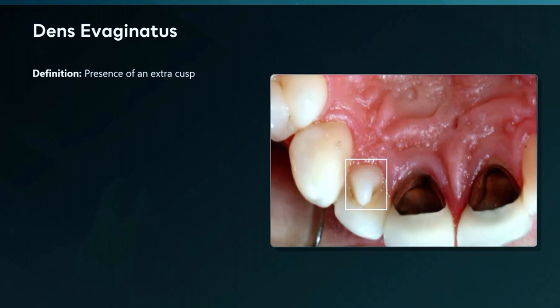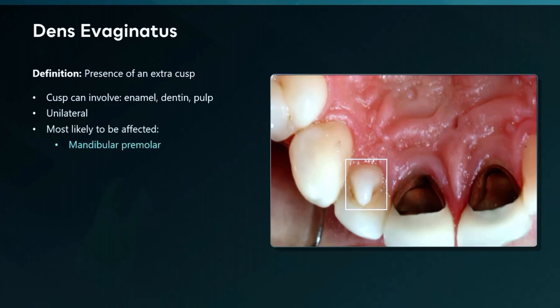So dens evaginatus can be defined as the presence of an extra cusp on a tooth. This cusp can not only involve enamel, but also dentin and pulp, making it a comprehensive anomaly. Interestingly, dens evaginatus tends to be unilateral, only affecting one side of the dental arch. The mandibular premolar is the most likely permanent tooth to be affected by dens evaginatus, but in anterior teeth, this anomaly is known as a talon cusp.